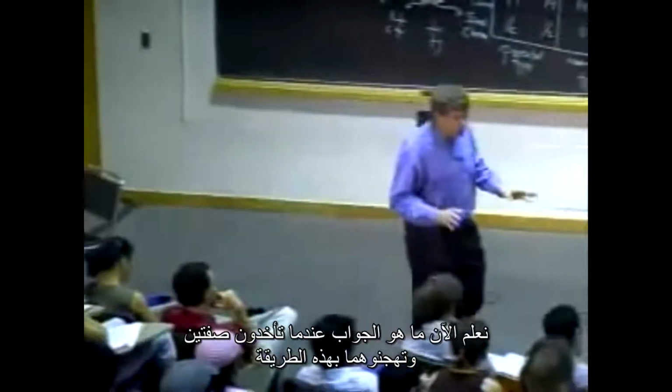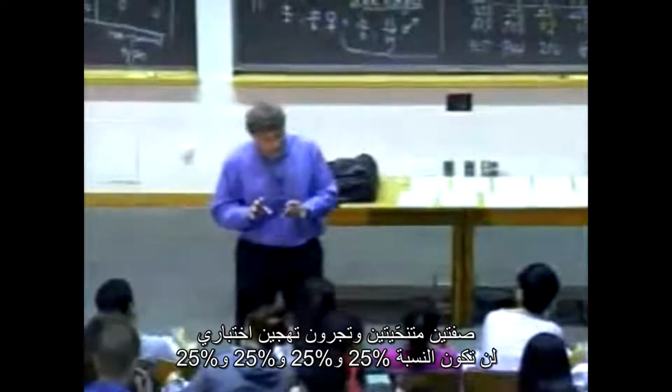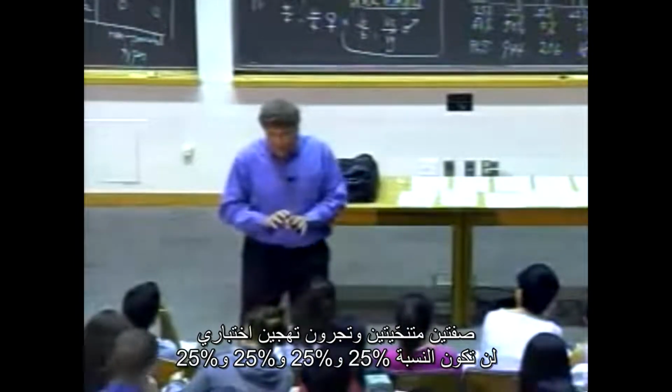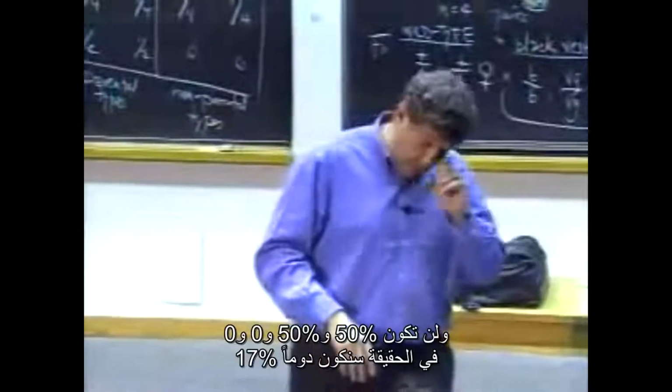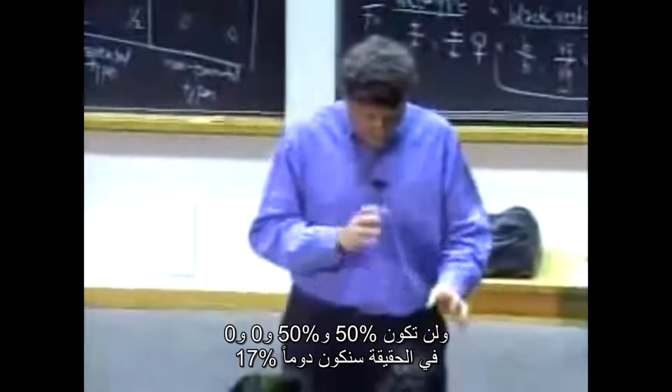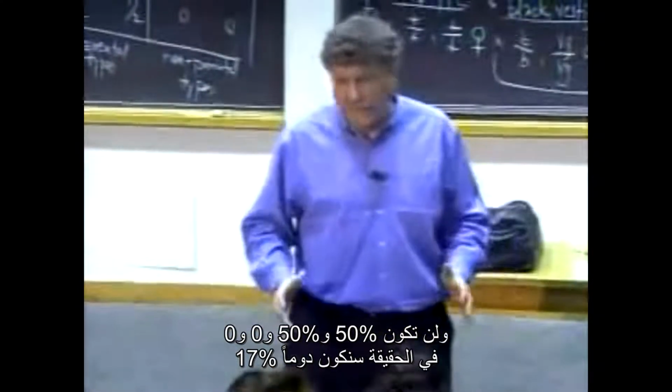When you take two traits and you cross them in this fashion, two recessive traits, and do a test cross, the ratio will neither be a quarter, nor is it going to be half. In fact, it will always be 17%.